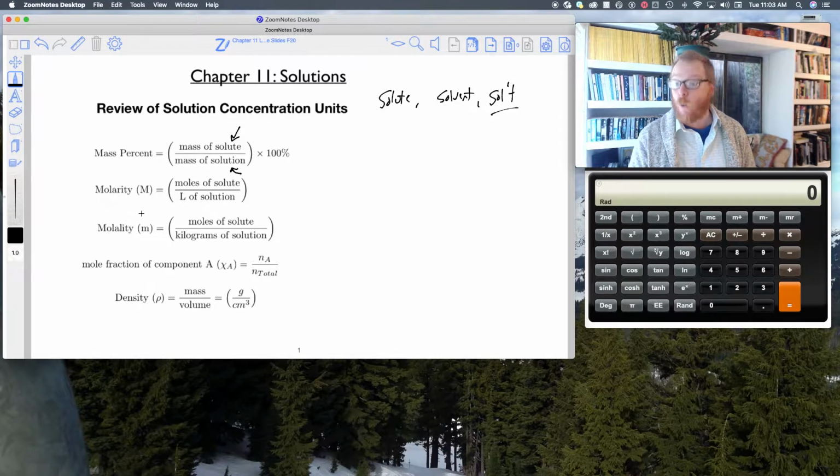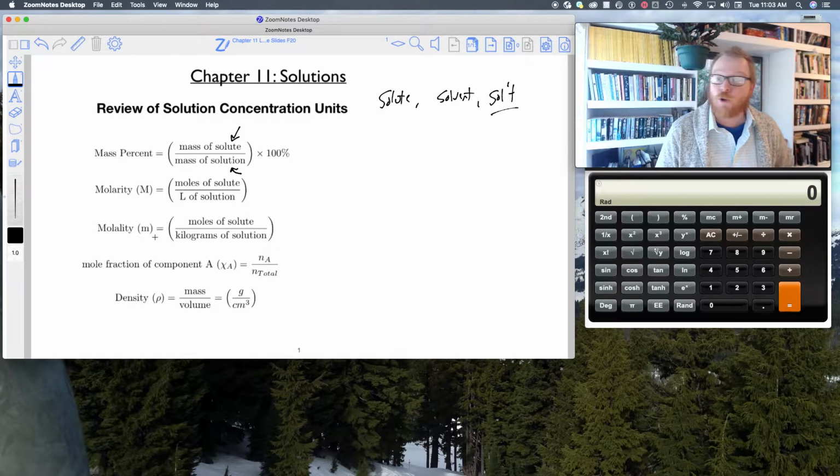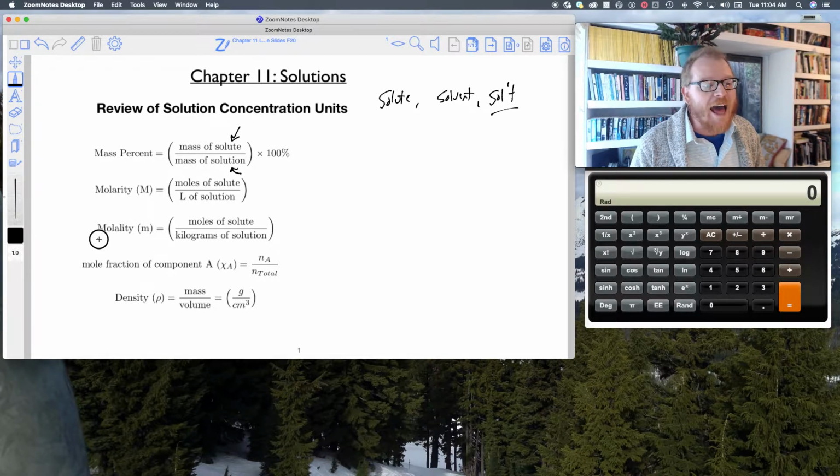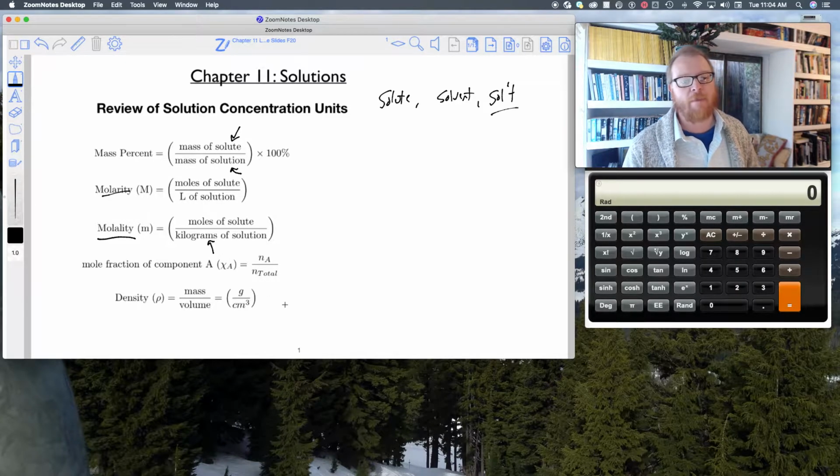We've used molarity quite a bit this semester. Moles of solute per liter of solution. But we're going to introduce one new solution concentration, which is molality. Molarity and molality are just slightly different. Molarity is moles of solute per liter of solution. Molality is moles of solute per kilogram of solution. To convert molarity to molality, we need the density. I'll give you an example.